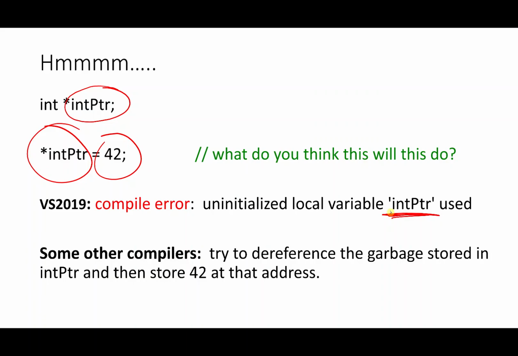However, in some older compilers, it's going to try to dereference the garbage value in here. Remember, in C++, whenever you create a variable or a pointer variable or any kind of variable, that memory location holds a garbage value until you change it, right? Older compilers are going to try to dereference the value in here and then store 42 in that location that is being pointed at by the garbage value.